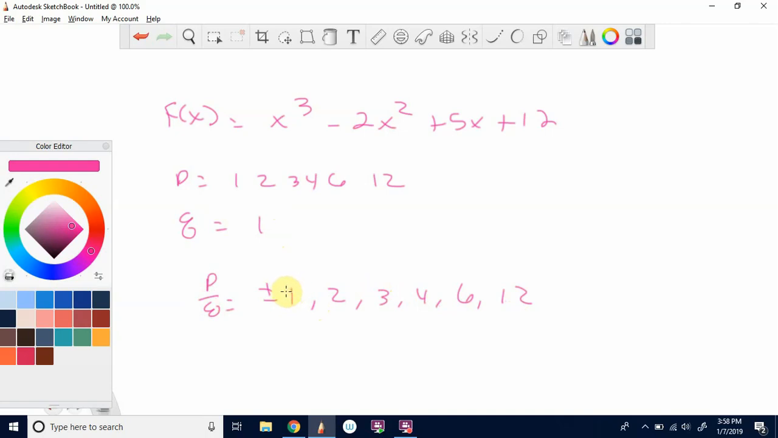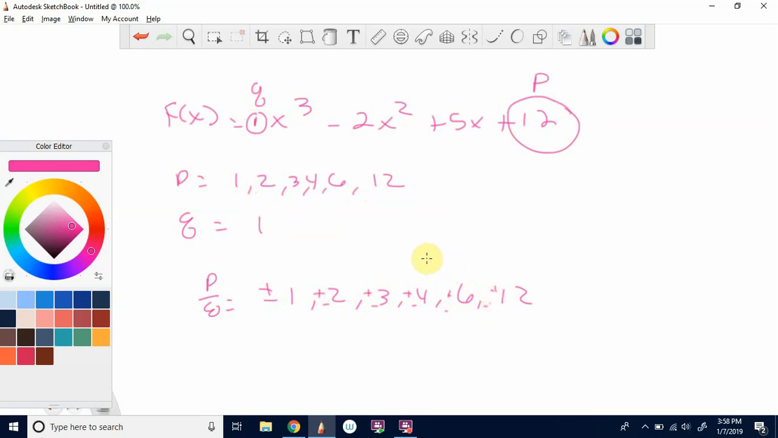So pause this. All they want you to do here on this guided practice 1A and B is identify what P is, so all the factors of the constant term. And then all the factors of the lead coefficient is Q. It's just 1. And then you find all the possibilities, and they're all going to be plus or minus. I just didn't put them originally. Right? So pause it and do that.